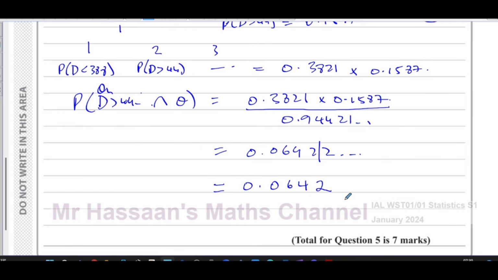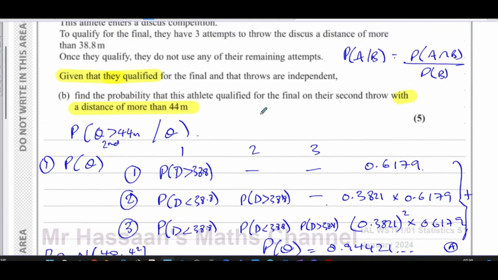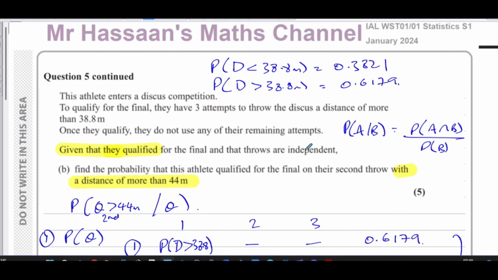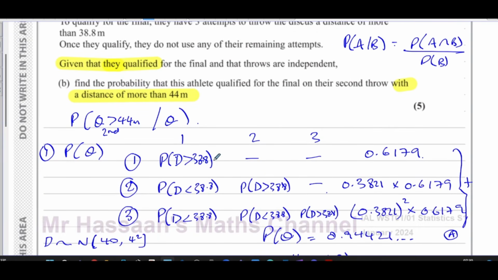I hope that was clear. This was a question where something very similar came up a few years ago. In fact, it seemed almost like the same thing, except that one was about javelin. It was almost the same type of question, maybe with different numbers, but the same idea, almost exactly.